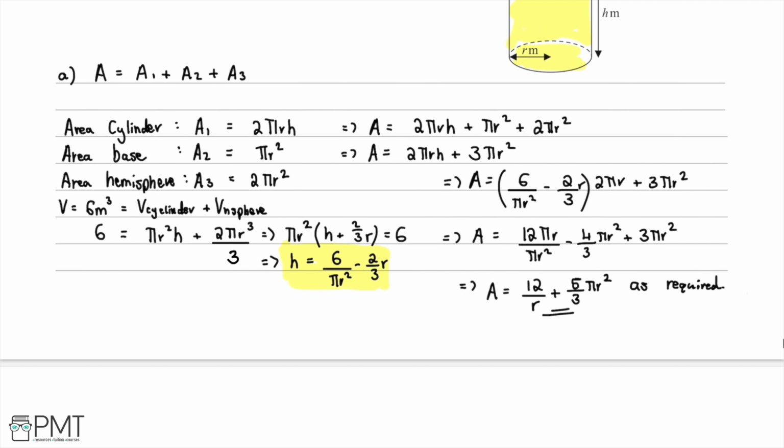This question was worth 4 marks, and we receive our first mark for writing out the area as a sum of all the surface areas. We then receive our second mark for expressing our volume being equal to the volume of the cylinder and the volume of the hemisphere, and equating that equal to 6. We then receive our third mark for getting the correct expression for h, and then we receive our fourth mark for substituting that into our equation here and concluding with the correct answer as we have here.